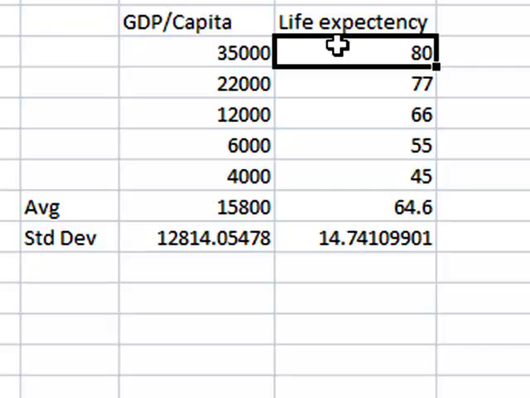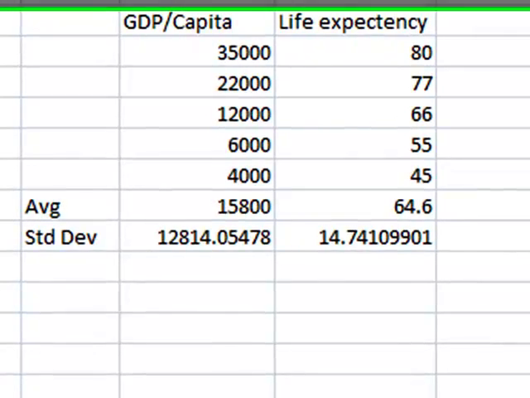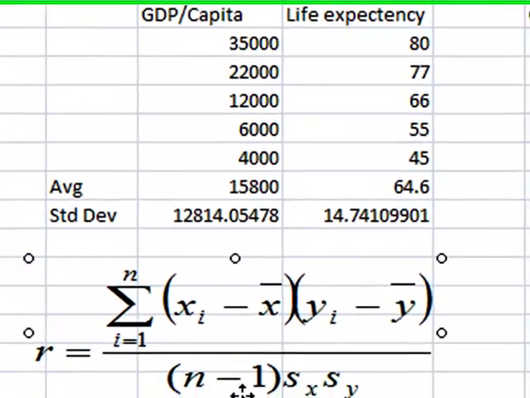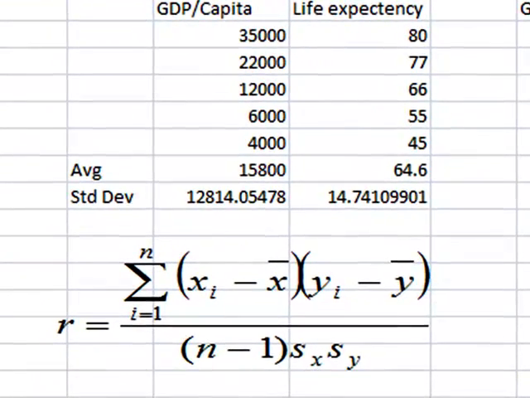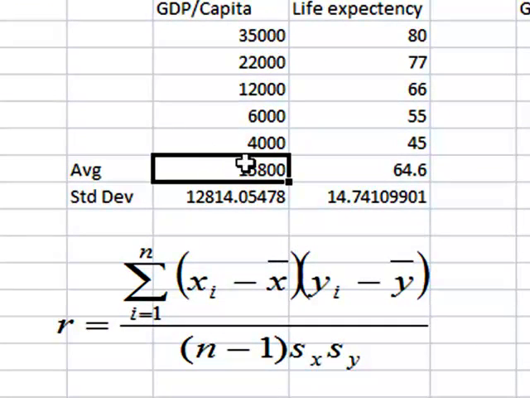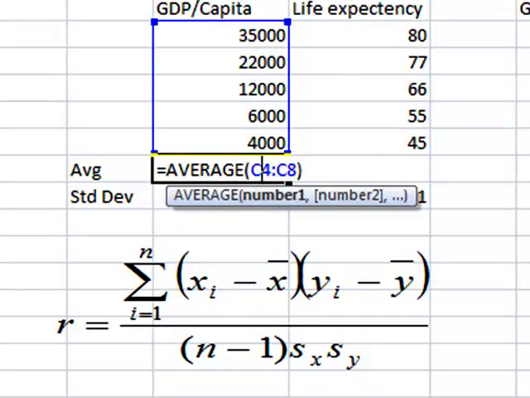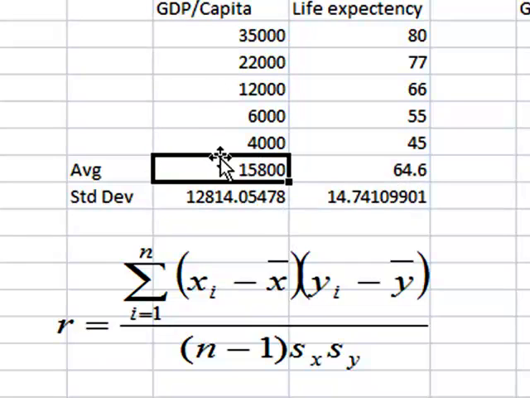Now, in order to compute the correlation coefficient, which is right here, I need to first determine the average values for both variables, right? So I computed the average using the Excel formula AVERAGE, and then I highlighted the range C4 to C8, and it gave me the average as 15,800 for GDP per capita.